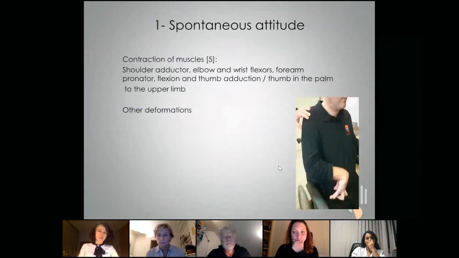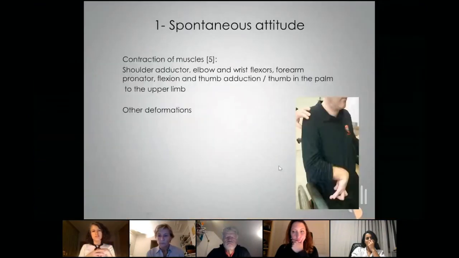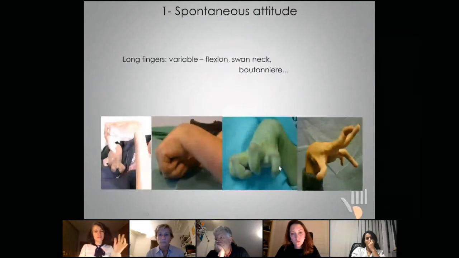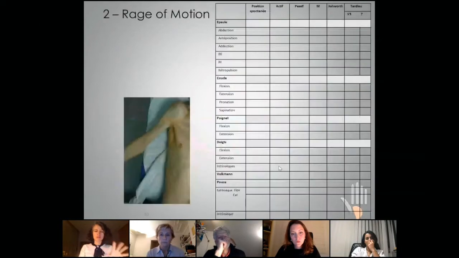So first we check the spontaneous position of the upper limb. Usually we have a contraction of the muscle with the shoulder adductor, elbow and wrist flexors. The forearm is in pronation position, and at the thumb level, we have a flexion and adduction of the thumb, sometimes thumb in the palm, and we can have different positions for the long fingers, which are more variable. They can be flexed, swan neck, boutonniere, or different positions. We can sometimes have other spontaneous positions, but this is the most common position.